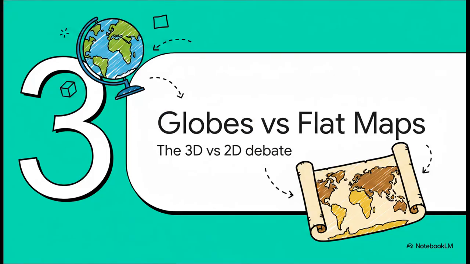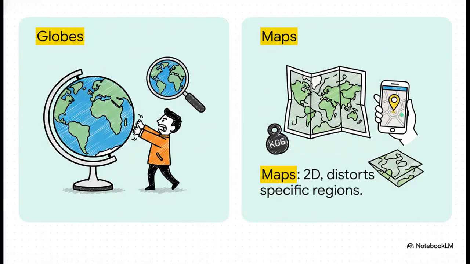The classic 3D versus 2D debate. Now, what's really interesting about this comparison is the contrast between these two tools. On one hand, flat 2D maps are incredibly portable. You can fold them up for a road trip, pull them up on your phone, and they're absolutely perfect for specific local regions. But maps inherently distort shapes, sizes, and distances because, well, you're trying to stretch a round sphere onto a completely flat plane.